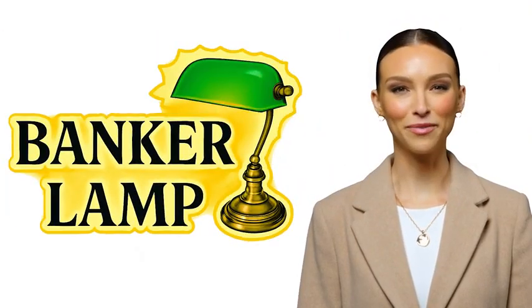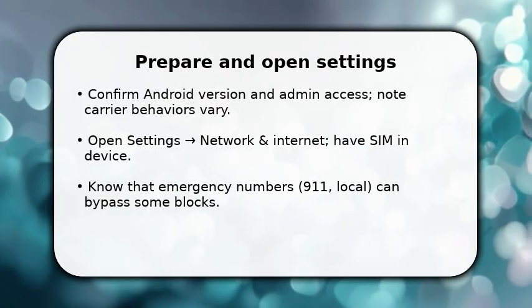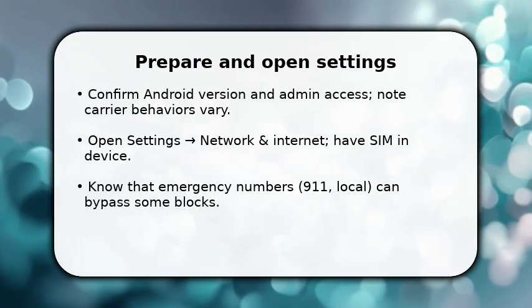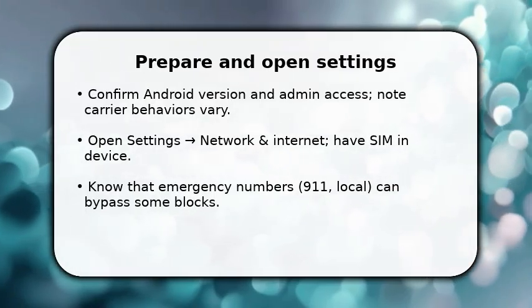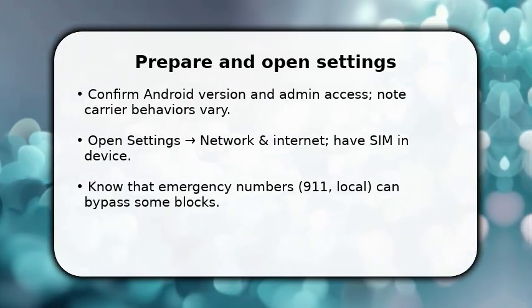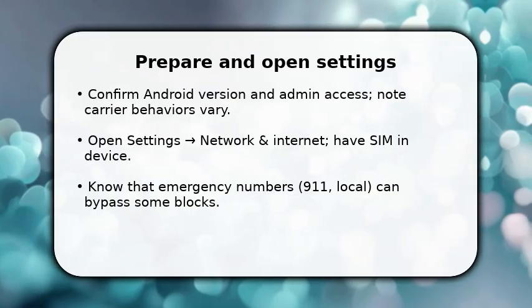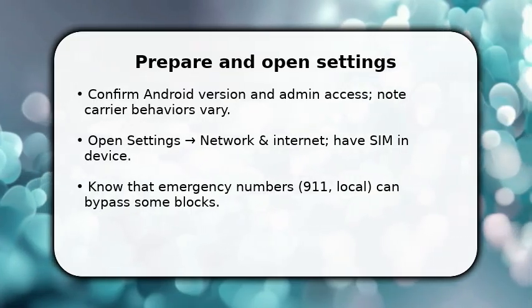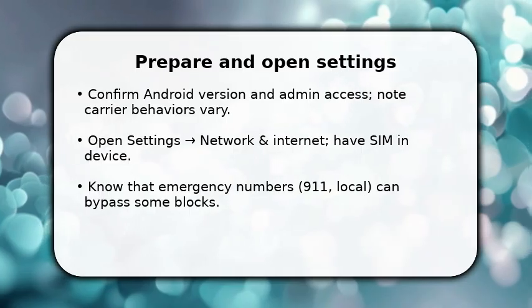Please enjoy the video. You start by confirming essentials: your Android model, carrier, and that you have device admin access. Once done, open Settings and go to Network and Internet so you can change connectivity at the source. Make sure your SIM is inserted and charged.